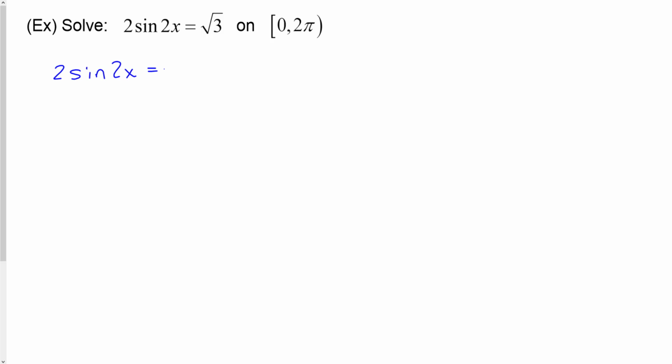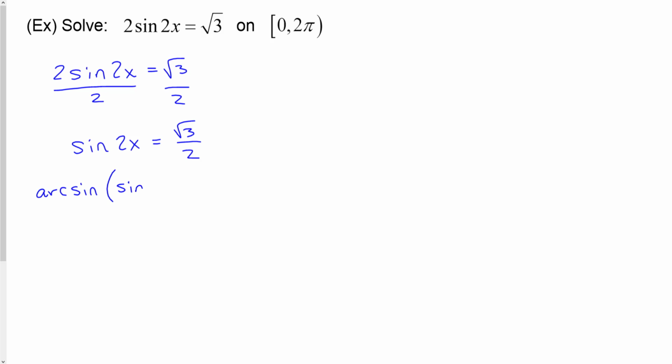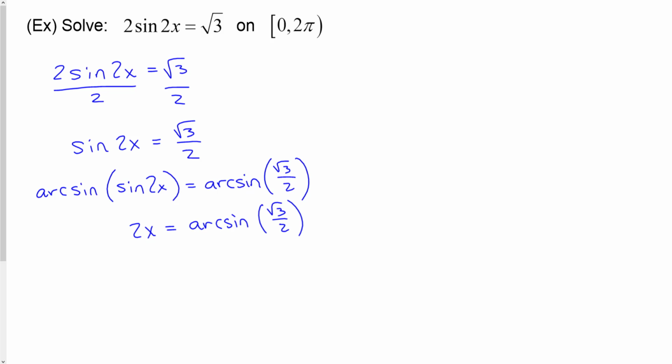2 sine 2x equals root 3. And divide both sides by 2. So sine 2x equals the square root of 3 over 2. I'm not going to leave it here though. I'm going to continue on. I'm going to take the arc sine of both sides. So if I take the arc sine of sine 2x equals the arc sine of root 3 over 2, sine and arc sine cancel each other out. So this just becomes 2x equals the arc sine of root 3 over 2. Or x is equal to the arc sine root 3 over 2 divided by 2.